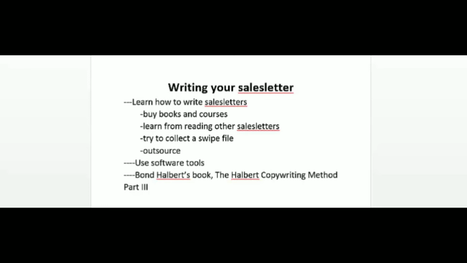Now, the problem with these software tools is a lot of times the sales letter that it puts out seems like it was written by a robot, so you may have to do some editing. And for that, I recommend you buy this book on Amazon. It's a book by Bond Halbert, and the title of the book is The Halbert Copywriting Method Part 3. And Bond Halbert is the son of the great copywriting master Gary Halbert.